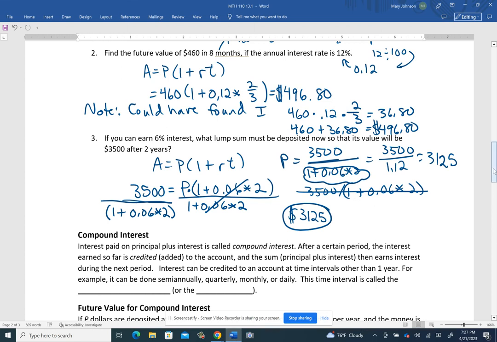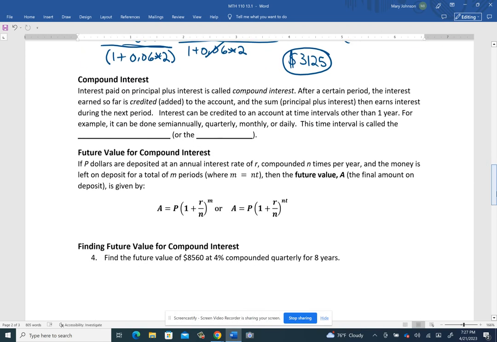All right, this video is going to cover compound interest. Interest that's paid on the principal plus any interest that was earned previously is called compound interest. After a certain period, the interest so far will be credited or added back to your account, and then the principal plus the interest will now earn interest during the next time they calculate the interest. The interest can be added back to your account at time intervals other than just 1 year.